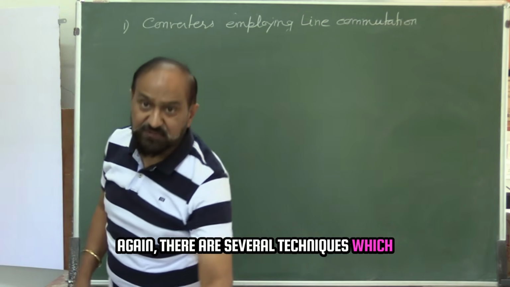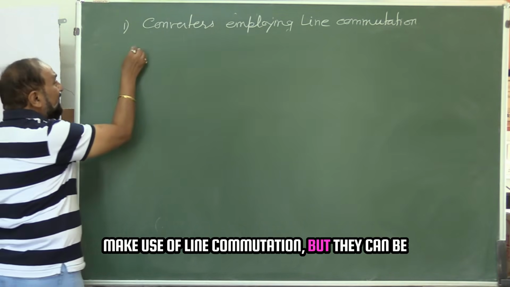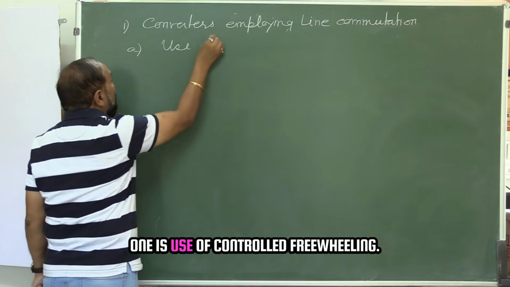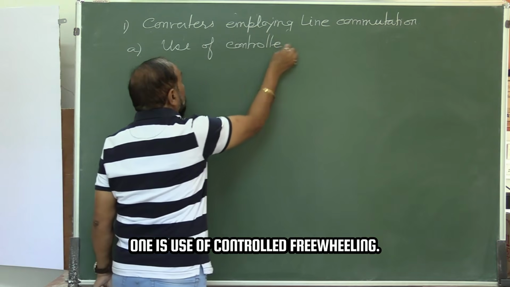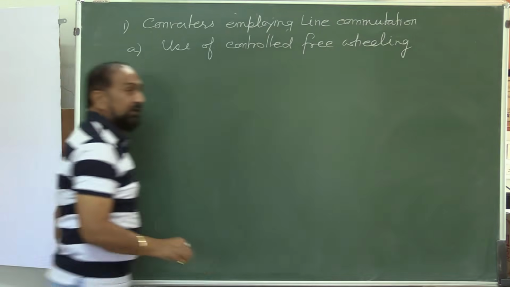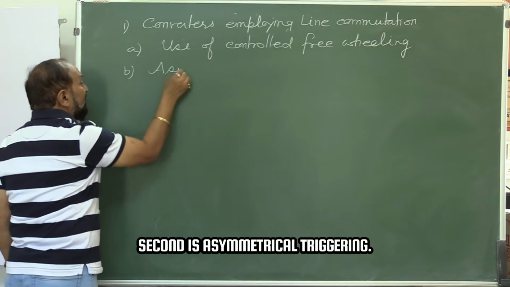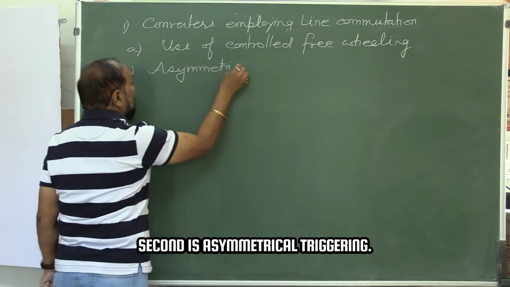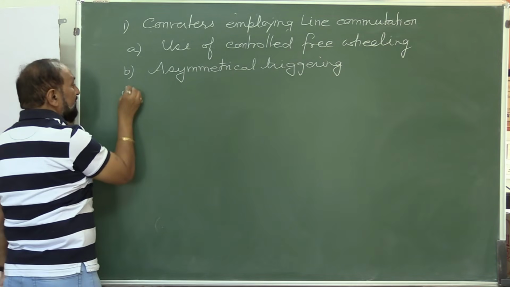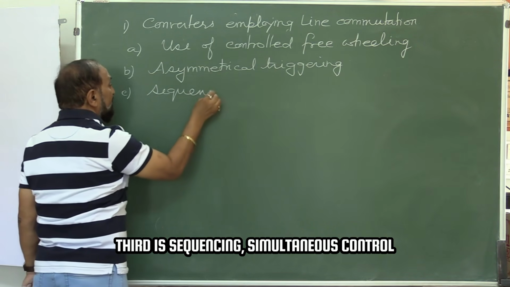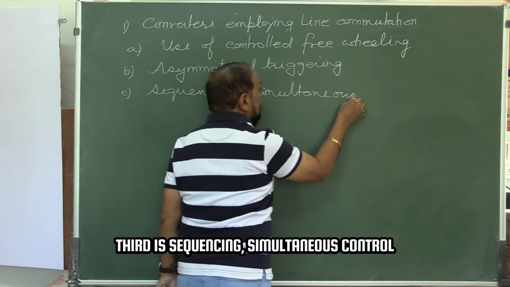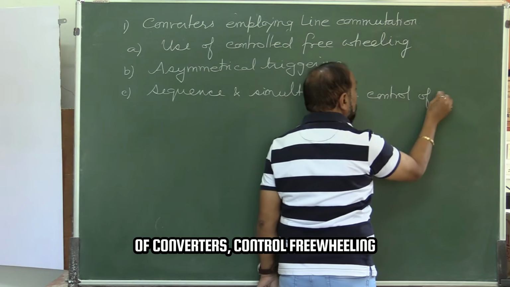Again, there are several techniques which make use of line commutation, but they can be divided into three broad categories. One is use of controlled freewheeling. Second is asymmetrical triggering. Third is sequence and simultaneous control of converters.